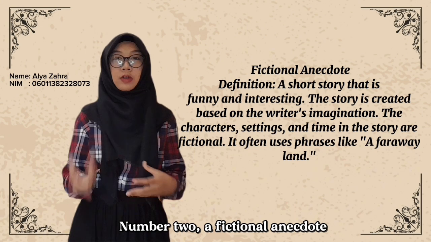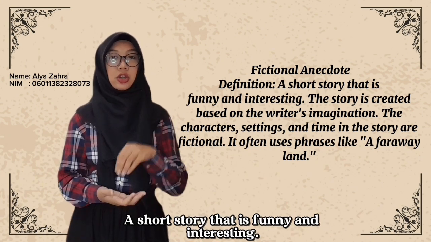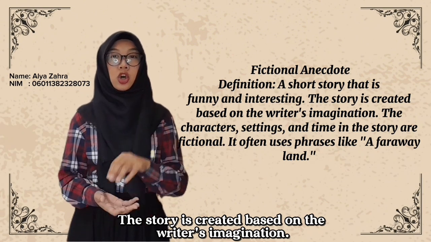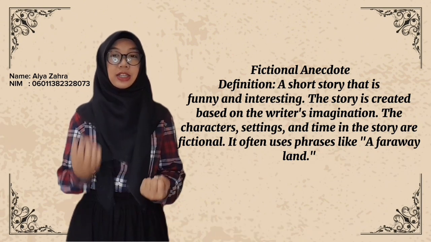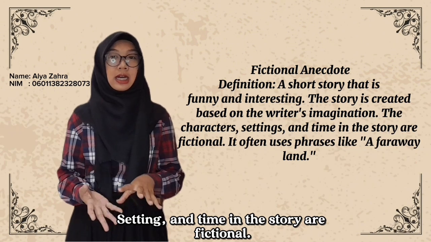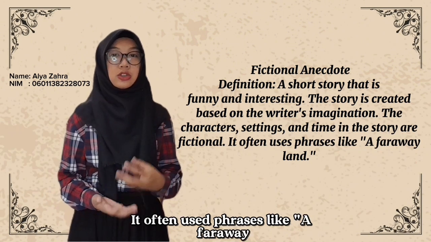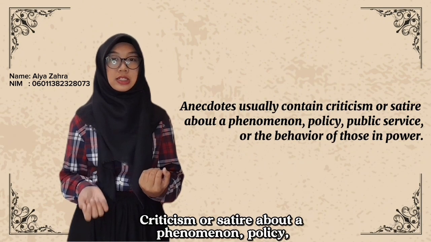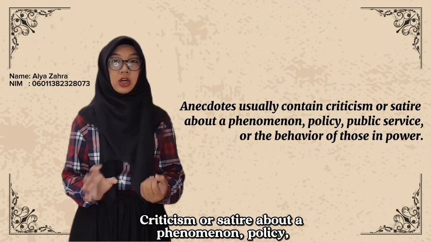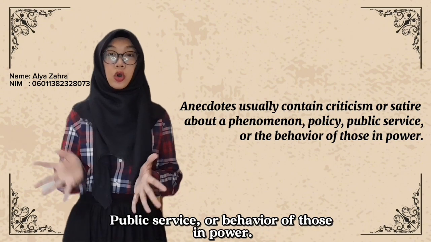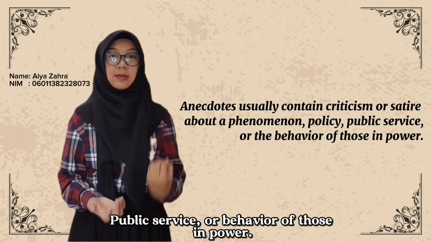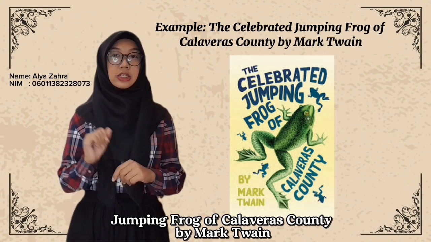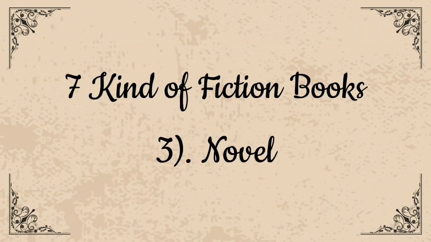Number 2, a fictional anecdote. A short story that is funny and interesting. The story is created based on the writer's imagination. The characters, setting, and time in the story are fictional. It often uses phrases like a fairyland. Anecdotes usually contain criticism or satire about the phenomenon, policy, public service, or behavior of those in power. Example: The Celebrated Jumping Frog of Calaveras County by Mark Twain.